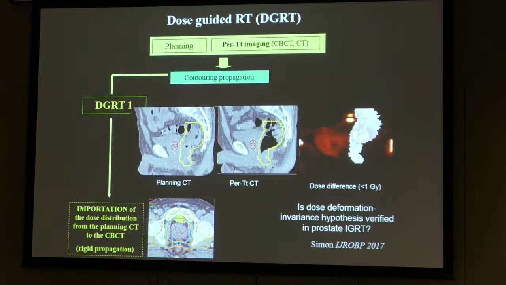And actually, in the case of prostate, there are anatomical deformations inside the pelvis, it's true. But the contour of the patient doesn't change too much. So we published work in the Red Journal showing that except for the rectum in case of rectal gas appearance, it appears quite acceptable to consider the dose from the planning on the online imaging. I don't know if I'm clear.